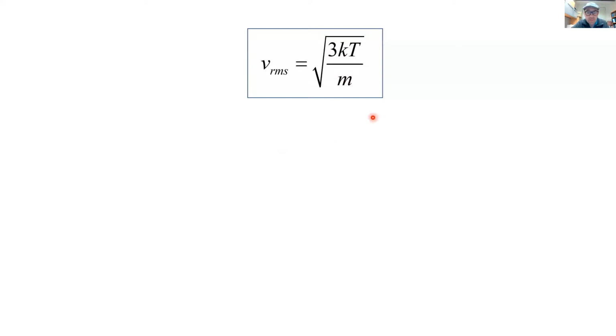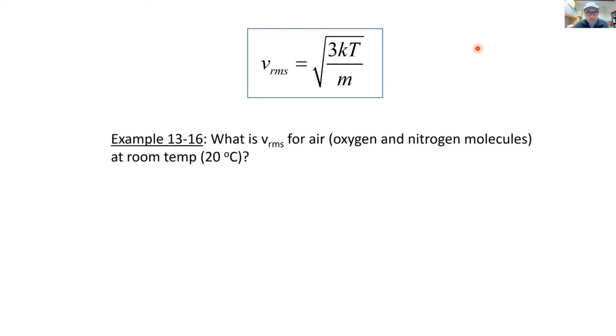Okay, so we have this result, and we see that VRMS, the root mean square speed of the molecules, depends on the square root of the temperature, and inversely on the square root of the mass. But first let's get a handle on what kind of numbers we're talking about. This is example 13.16 from the book. What is VRMS for air, and in particular, oxygen and nitrogen molecules at room temperature? So air at room temperature.